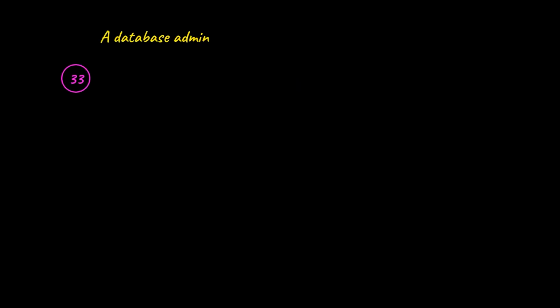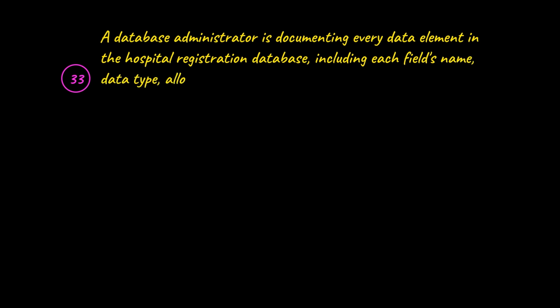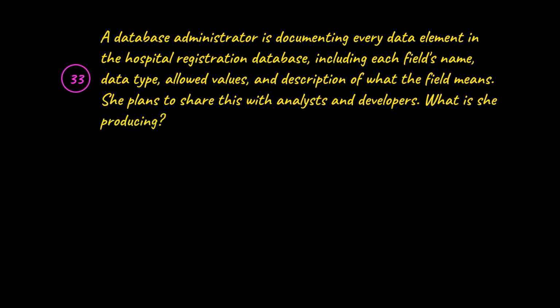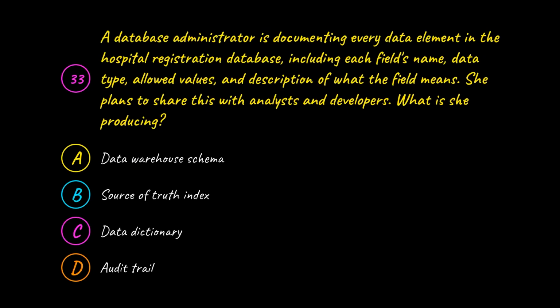Question 33. A database administrator is documenting every data element in the hospital registration database, including each field's name, data type, allowed values, and description of what the field means. She plans to share this with analysts and developers. What is she producing? Your options are A. Data warehouse schema, B. Source of truth index, C. Data dictionary, D. Audit trail. Which one is it? Pause the video if you need more time.